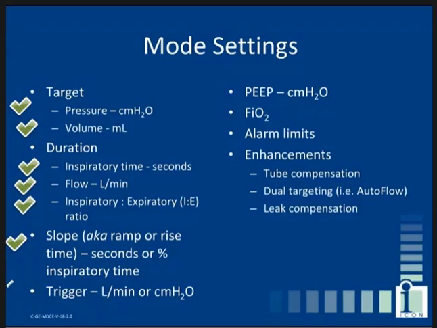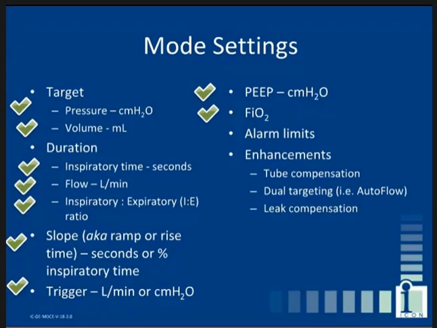Some modes provide a trigger setting in liters per minute, flow, or in centimeters of water, pressure. A trigger determines when the ventilator should deliver or assist with a breath based on a change in flow or pressure. PEEP, or positive end expiratory pressure, is available in almost all modes and is set in centimeters of water. PEEP will be explained in greater detail on the next slide.